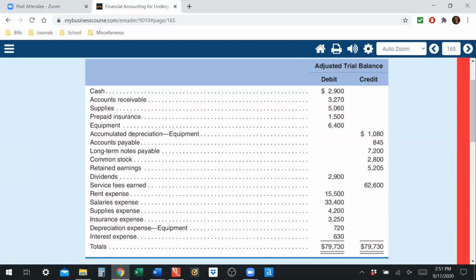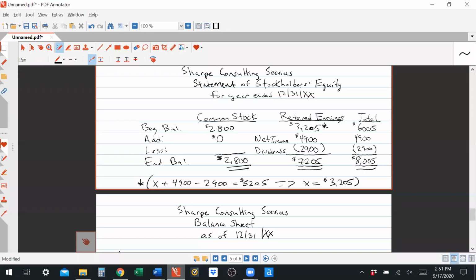This is something I have to point out to you all. This is something I forgot to tell you. On the adjusted trial balance, every account listed, that is its final balance other than retained earnings. Retained earnings is the only one where you have to further adjust it. That's the one thing that I actually knew but forgot to tell you guys because I forgot myself.